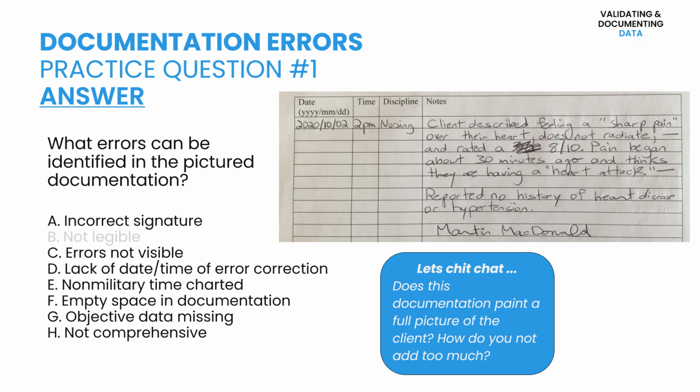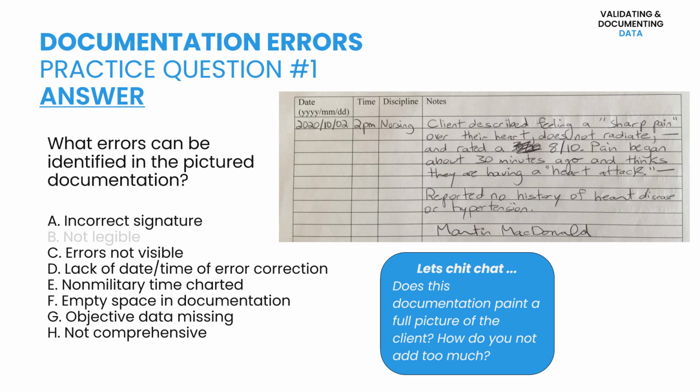It's also charted in non-military time. We only chart in military time in medical. And then empty space in documentation. We never want to leave an empty space between, like, that first larger paragraph. There's a space and then it says reported no history of heart disease or hypertension. We don't leave a space there. We need to draw a line through it because otherwise someone could come back in and falsify documentation.